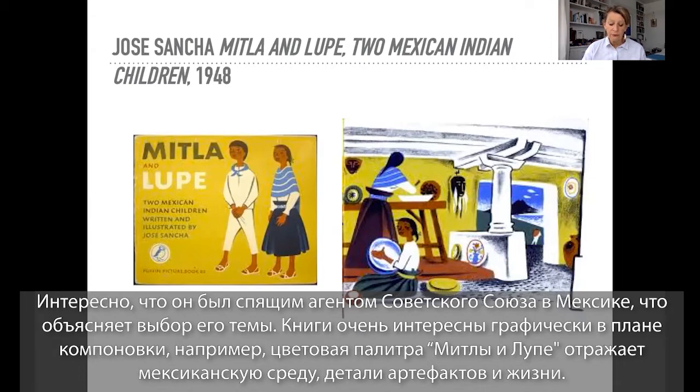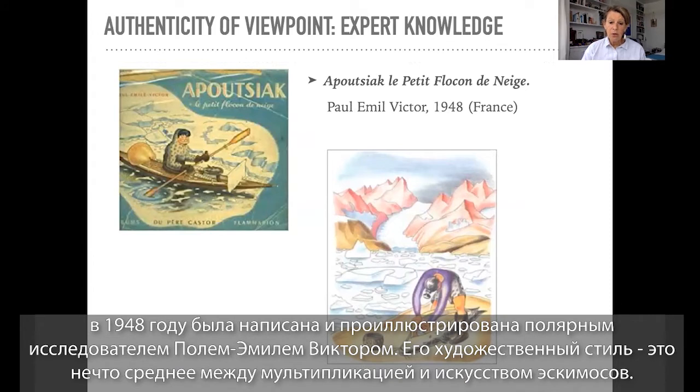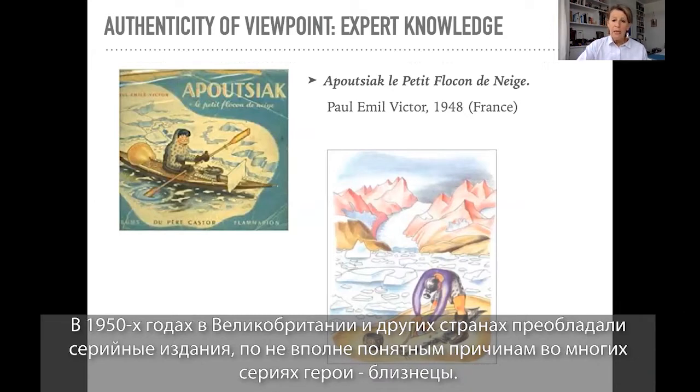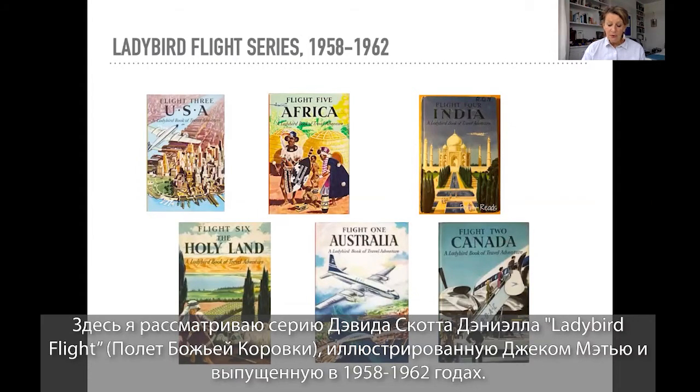At a similar time in France, the publisher Père Castor produced the influential series Père Castor Peoples. Poutsiak, the Little Snowflake, in 1948, was written and illustrated by Paul-Émile Victor, himself a polar explorer. The artistic style is a cross between the cartoon and the art style of the Eskimo or Inuit people. In the 1950s, in the UK and elsewhere, series dominated, often with twin characters for reasons that I don't quite understand. I'm looking here at the Ladybird Flight series, illustrated by Jack Matthews, published between 1958 and 1962.